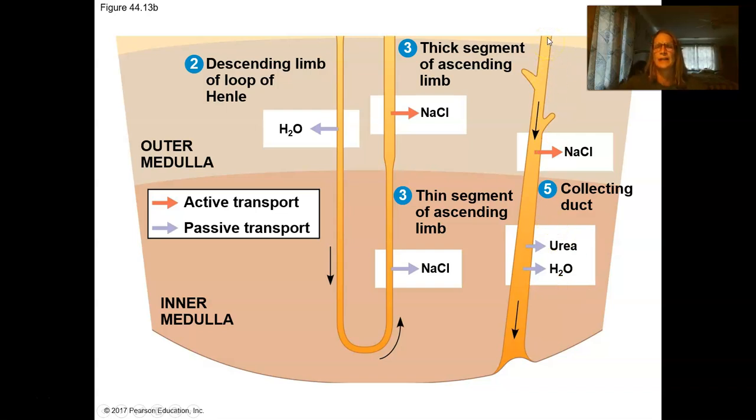In the collecting duct, which is over here, you've got more active transport of salts. So this is the body reclaiming some salts that were in the collecting duct. And additionally, there's some reclamation of water and urea, which is weird because urea is the waste product, but we reclaim a little bit of that, and that's going to be involved in maintaining the osmolarity of the inner medulla, and we'll see that in just a second.